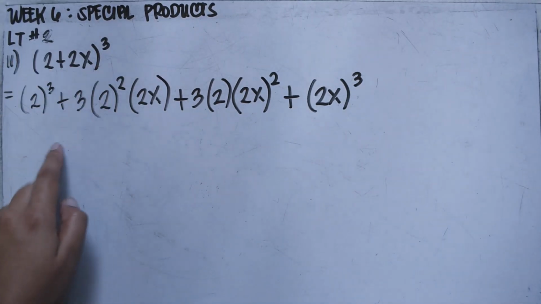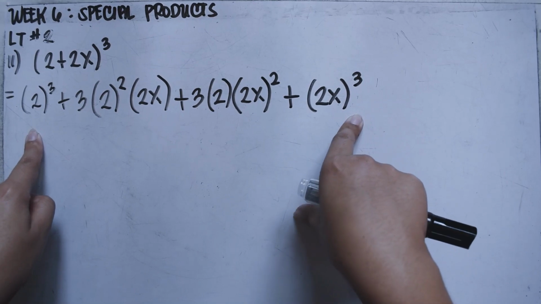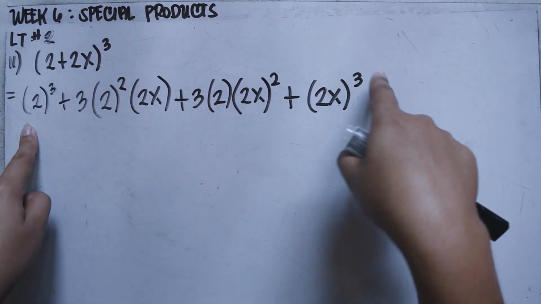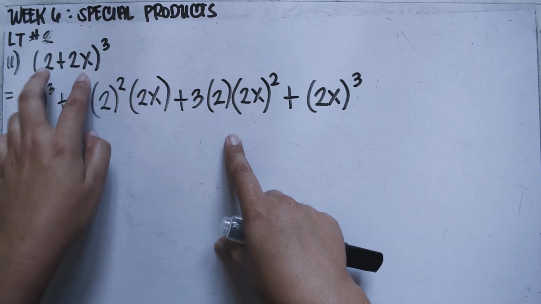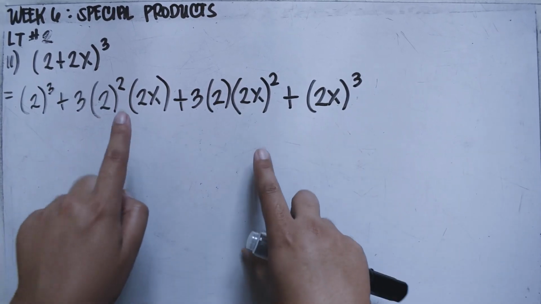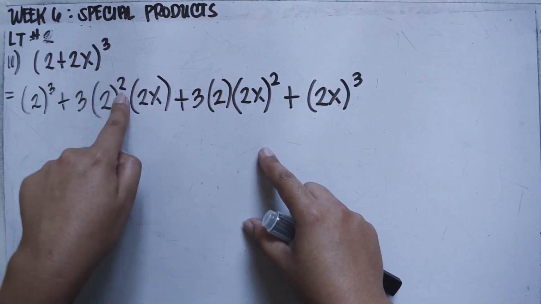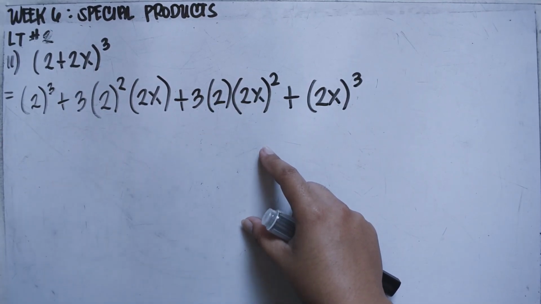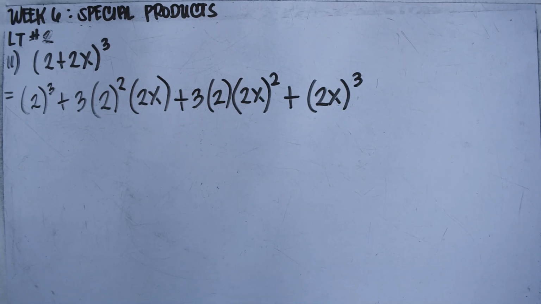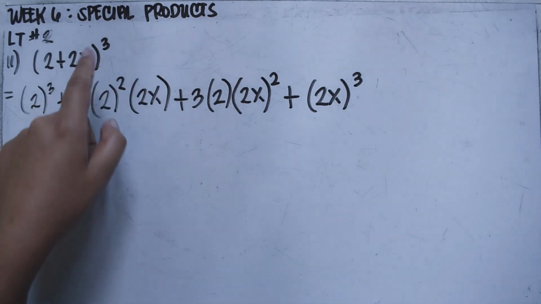Sa cube of a binomial, sige, unahin nyo yung dalawang dulo dahil mas madali yun. Cube nyo lang yung first term, cube nyo lang yung second term or the last term, and then yung middle term natin, thrice nung product nung dalawa. Thrice nung product nung dalawa, pero dun sa una, ang naka-square is yung first term, sa pangalawa naman na product, ang naka-square is the second term. So ganun lang po kasimple yung number 11. So wag malilito ha, by applying syempre the cube of a binomial.